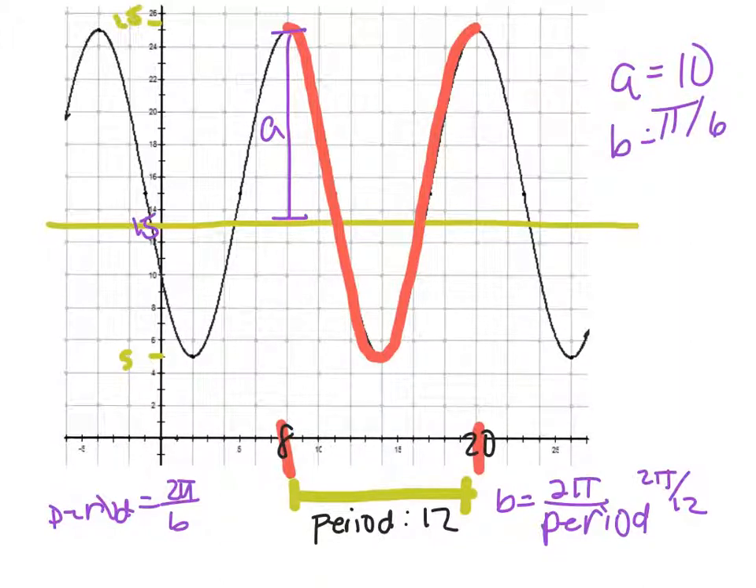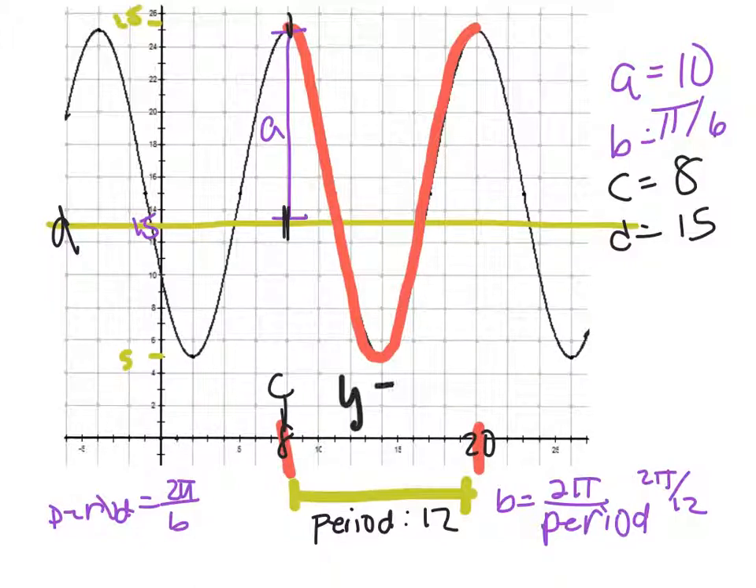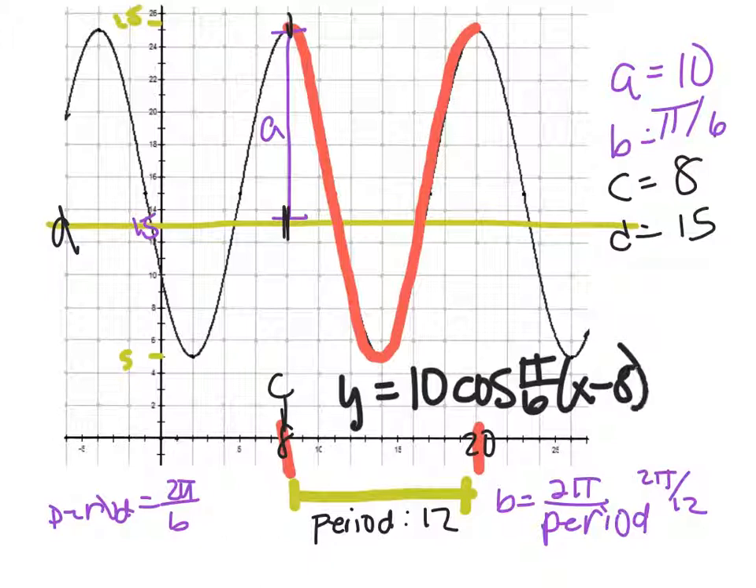And then your c is basically where you're starting. So this is c. That's your phase shift. And then your vertical shift is basically the midline of your graph. That's what you found first. And since we're starting high, going low, and going back to high, this is a cosine graph. So my equation is going to be y equals 10 cosine pi over 6 x minus 8 plus 15.